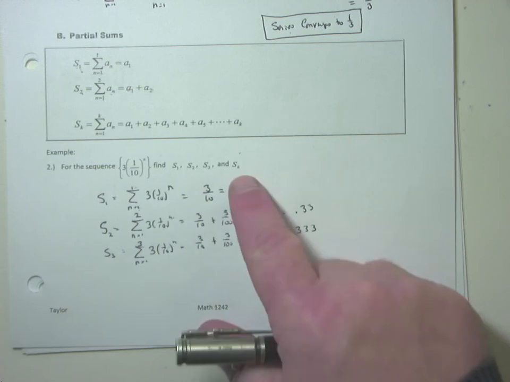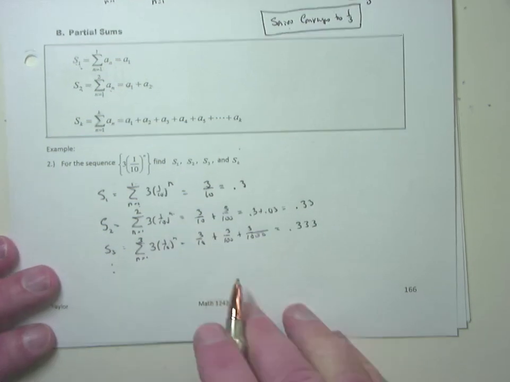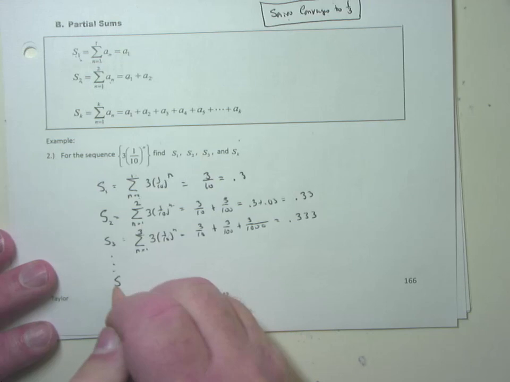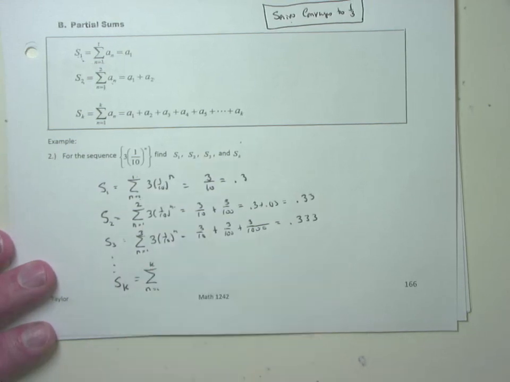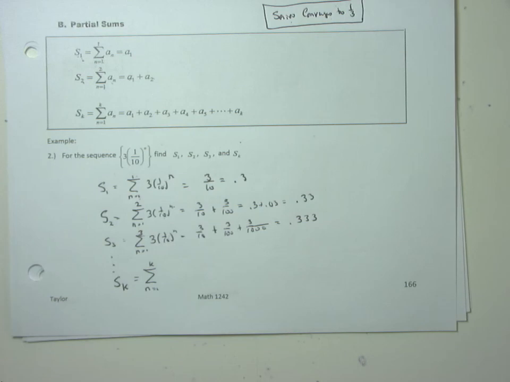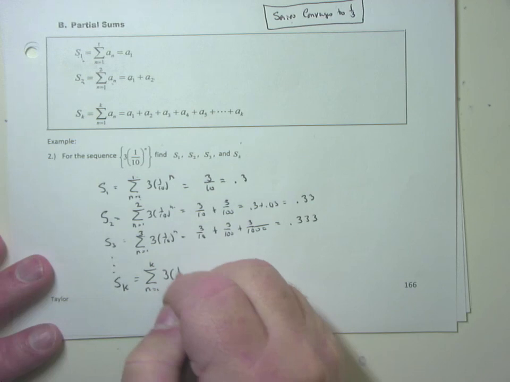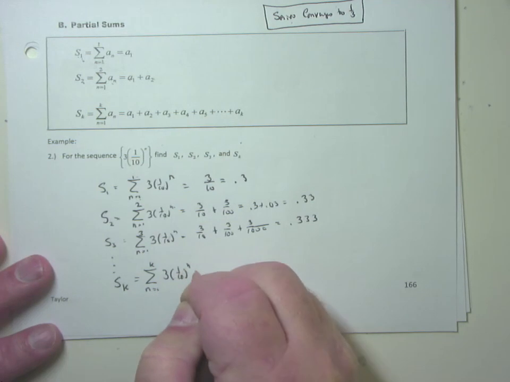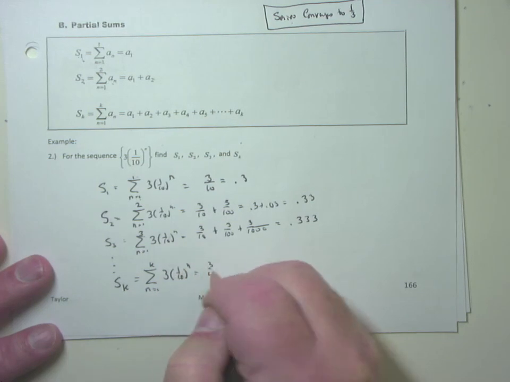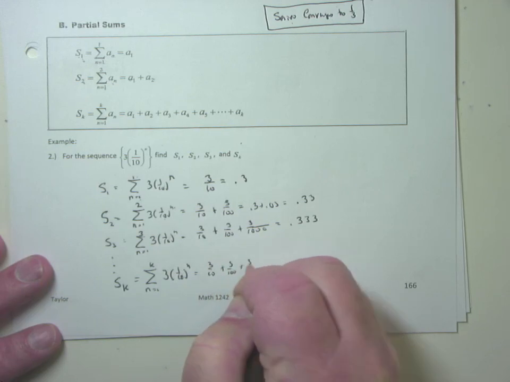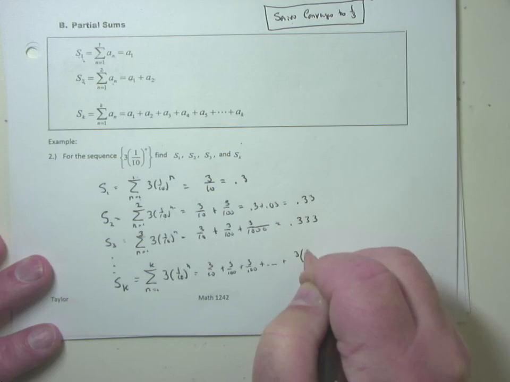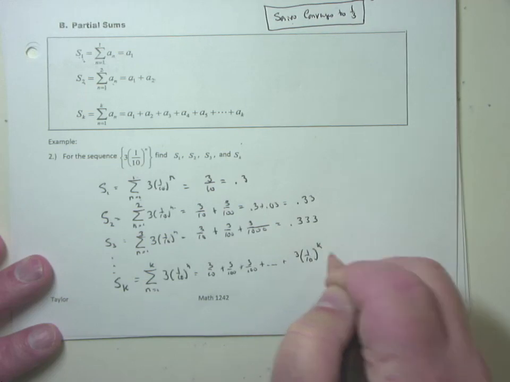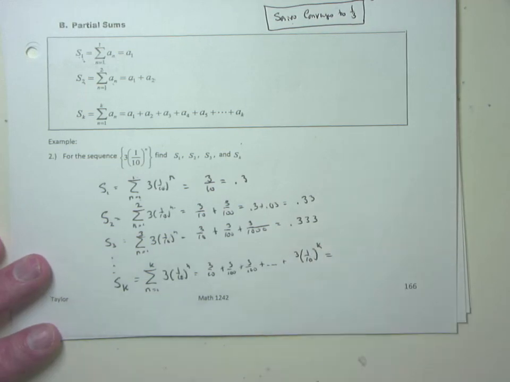because they're asking you for this one. What would SK be? Dot, dot, dot down here. Your SK would be the sum as n goes from 1 to k. So it's not an infinite series, it's finite. You're going to stop at k of 3 times 1/10 to the n. This would be 3/10 plus 3/100 plus 3/1000 plus dot, dot, dot, plus 3 times 1/10 to the k.